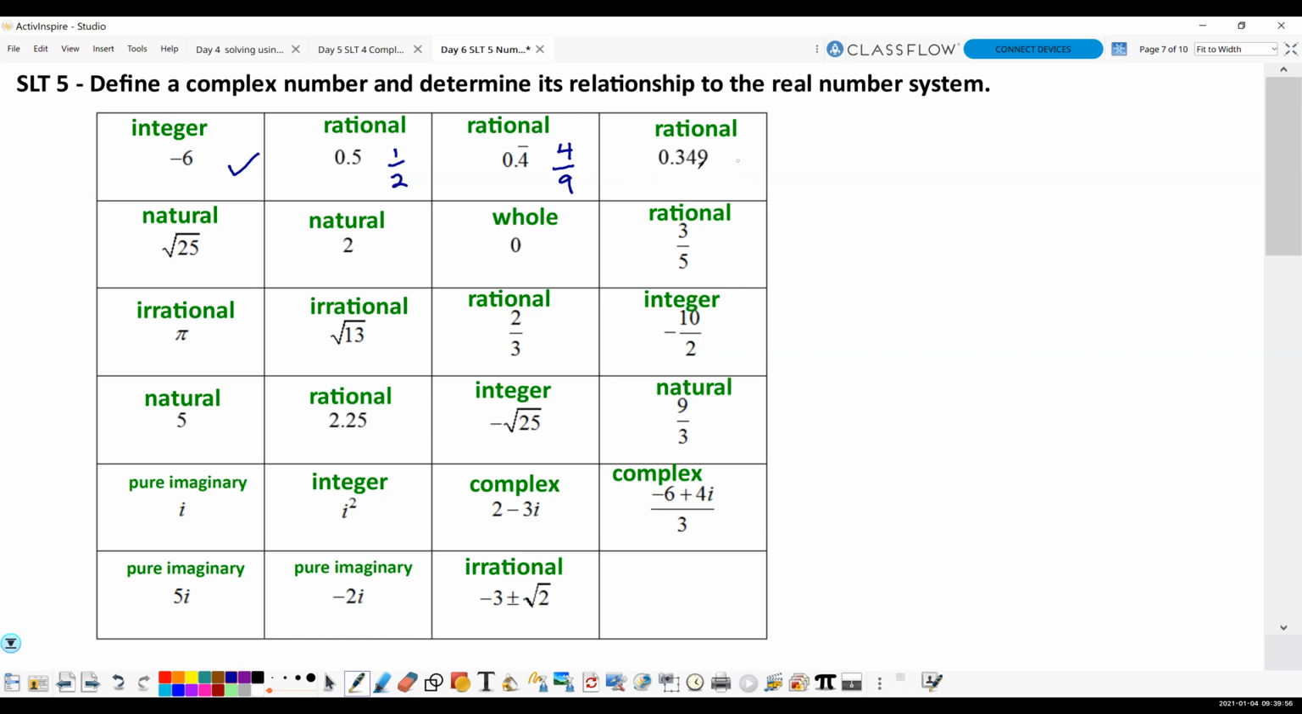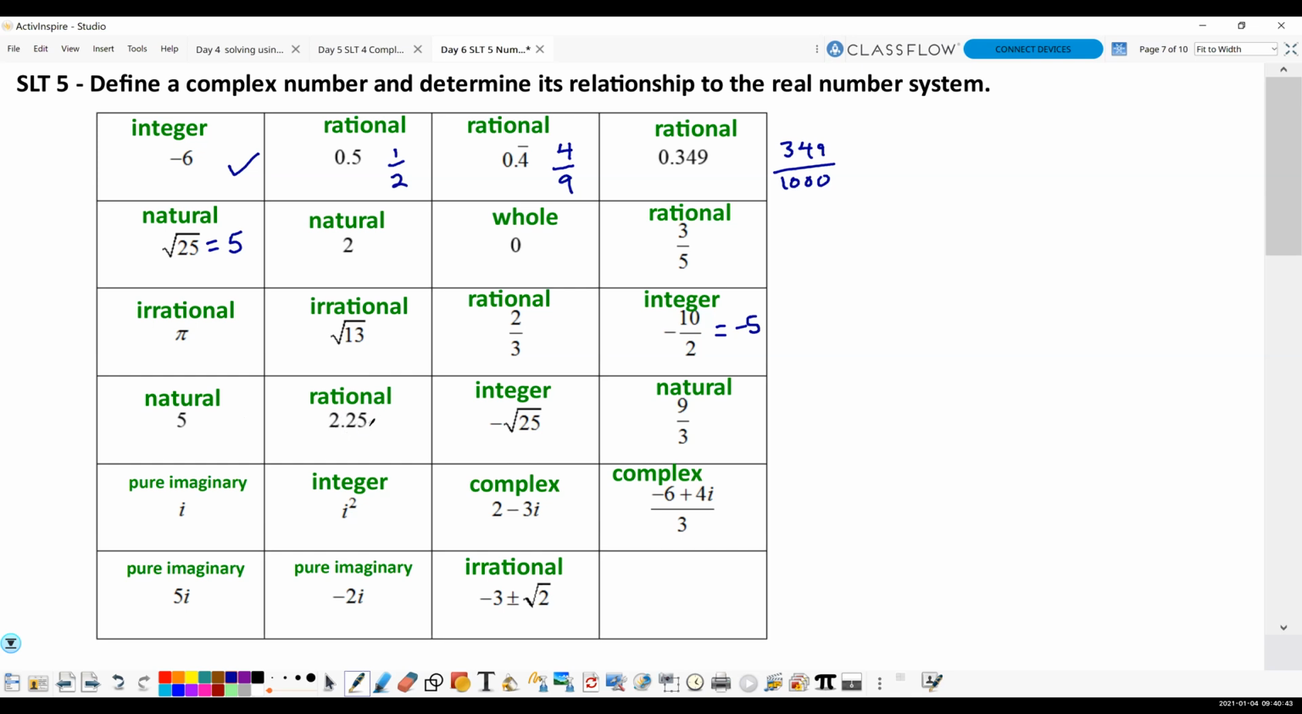All right, so this one's also rational. And people are like, but it's a weird decimal. Well, it's really not. Tenths, hundredths, thousandths. I have 349 over 1,000. Ta-da, fraction of integers. This one is natural because it can just become 5. Natural, whole, rational. Shouldn't have too many problems there. Our favorite irrational, pi. Clearly irrational, root 13. Clearly rational, 2/3. This one, some people might write it down as rational, but if you take a look at it, -10 over 2 is just -5, making that integer. 5 is obviously natural.